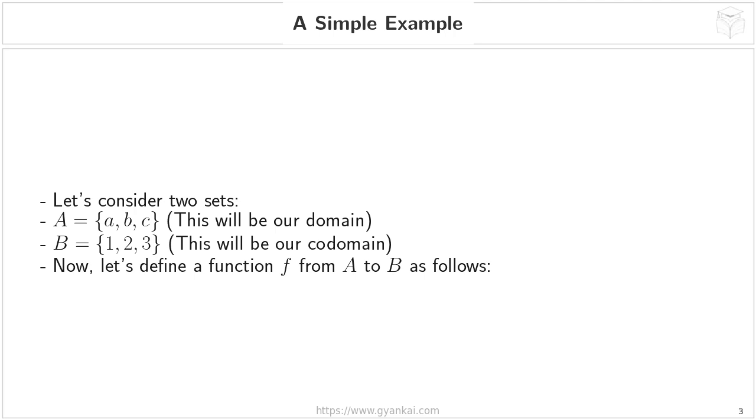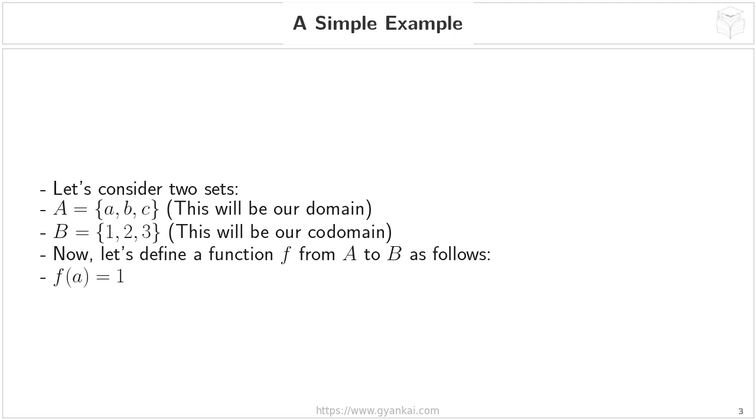Now, let's define a function. We'll call this function f, and it will map elements from set A to set B. We're going to define this function by telling you what each element in A gets mapped to in B. So f of A is equal to 1. This means that when we input A into our function, the output is 1.